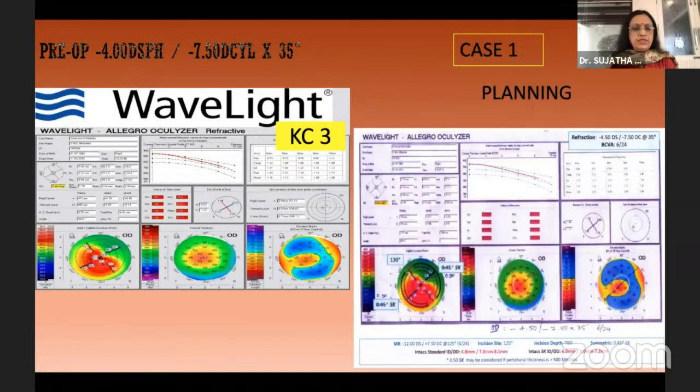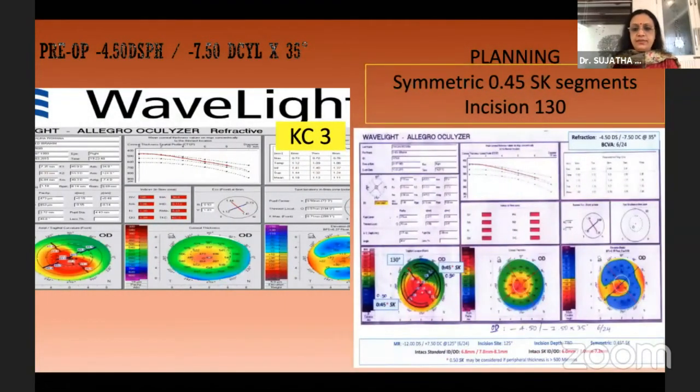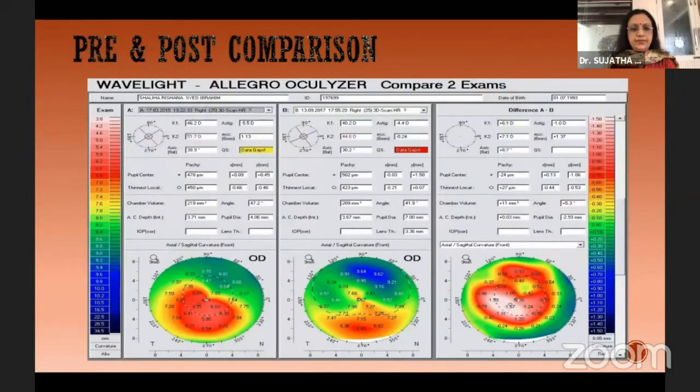So when you plan, this patient had a minus 4 with minus 7.5 cylinder. So we decided to go ahead with a symmetric segment of 0.45 at 130 degrees axis. So that is the steepest axis. And the patient showed an excellent response, as you can see here.